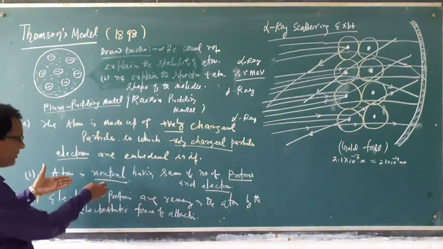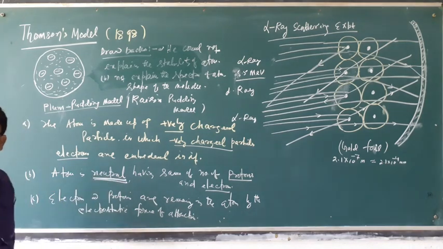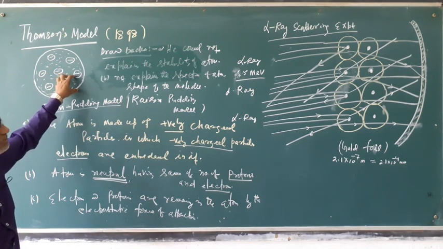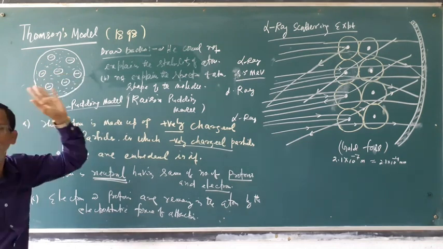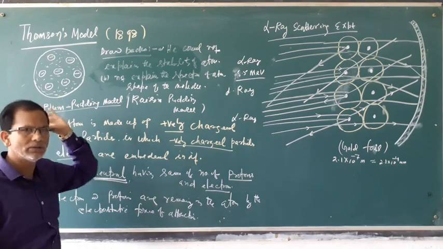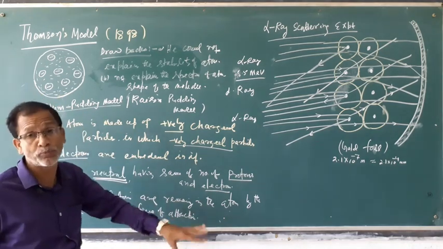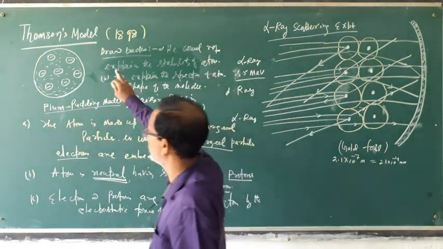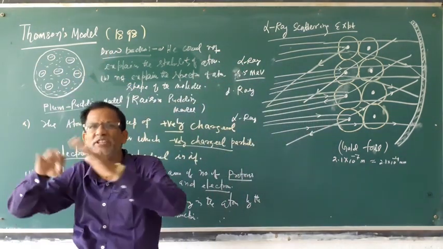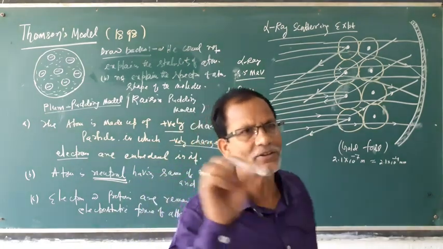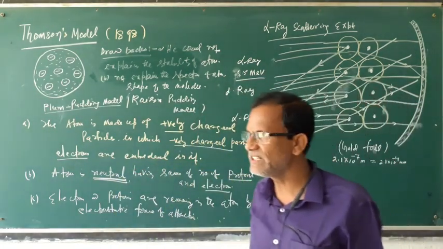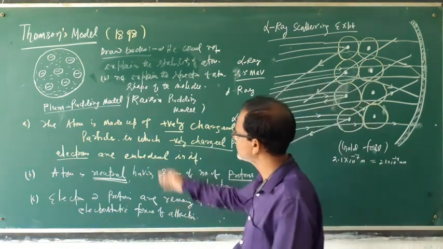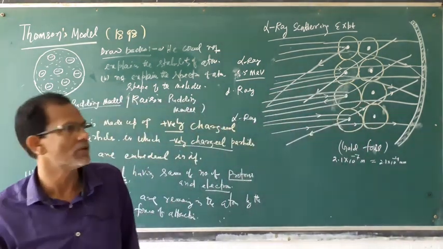The atom is neutral. The only drawback is no fixed position of electrons. The position of electrons is not fixed, and the proton's position is also not fixed. As per the Thomson model, the whole atom is positively charged, and electrons are embedded in it, meaning electrons are fixed in different positions. So these are some drawbacks of the Thomson model.